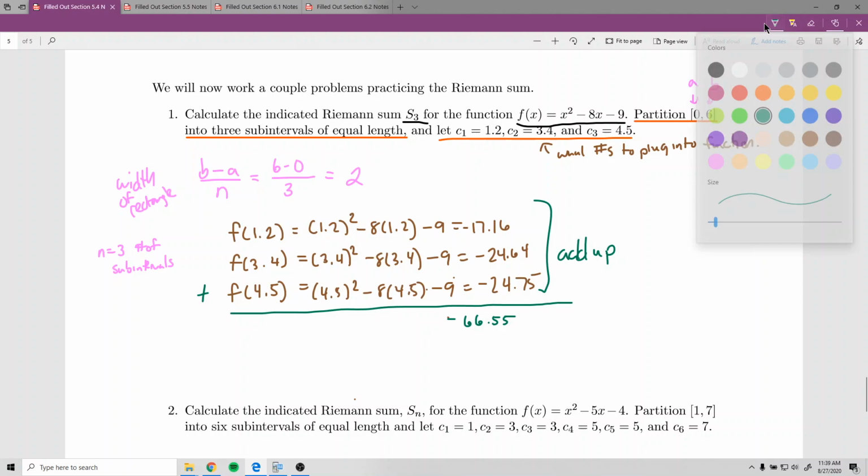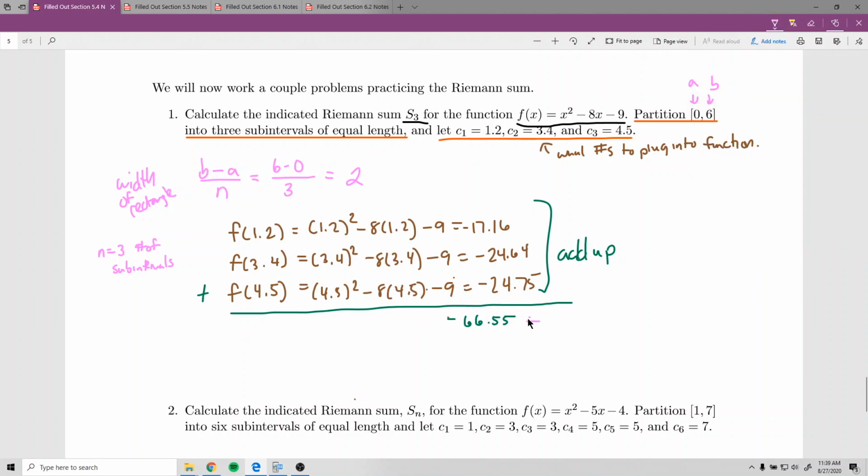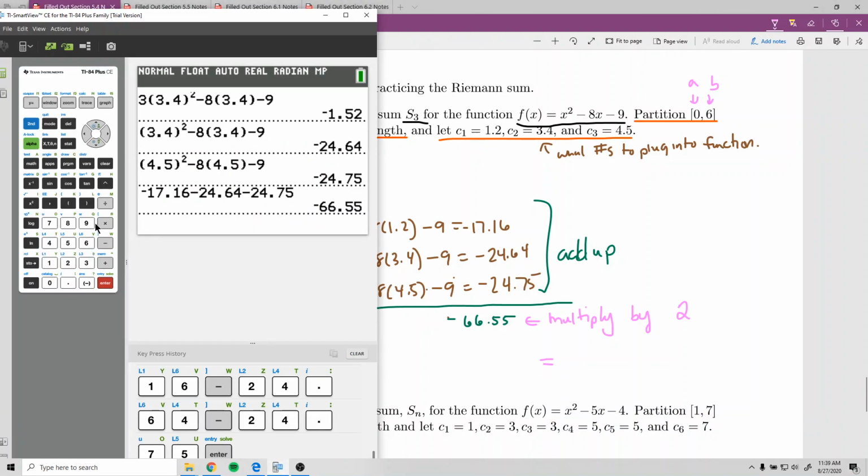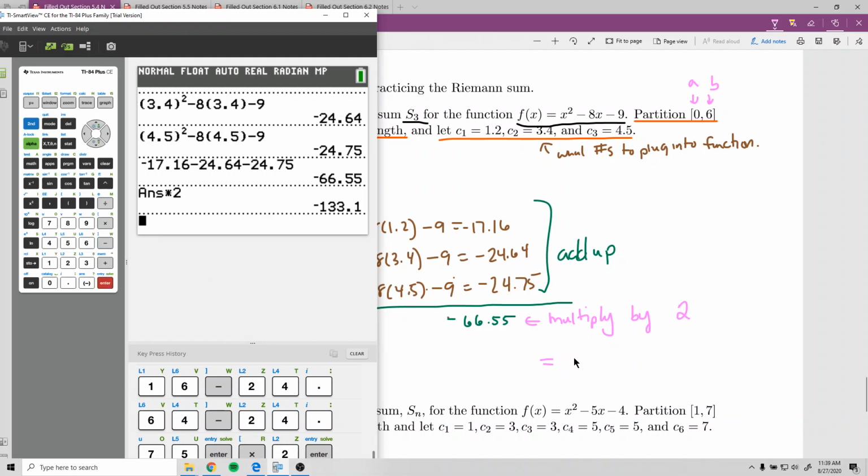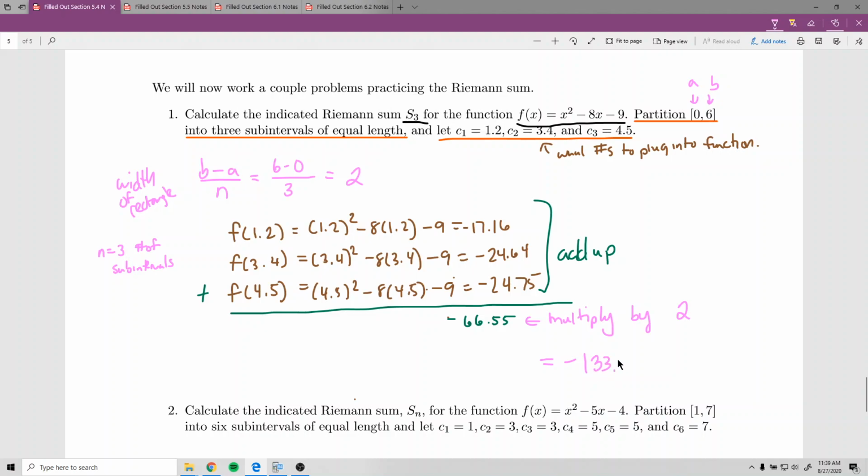Okay. And now that we got this number, multiply by the width, which is 2 in this problem, and we get our answer. All right, so negative 66.55 times 2, negative 133.1. That is the Riemann sum.